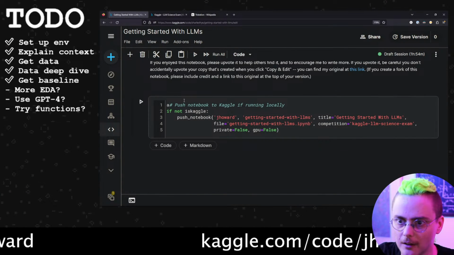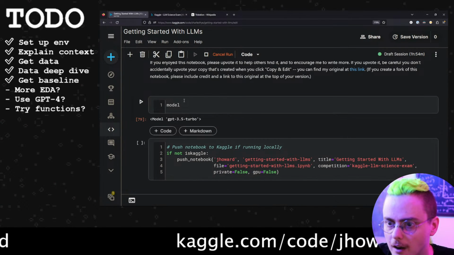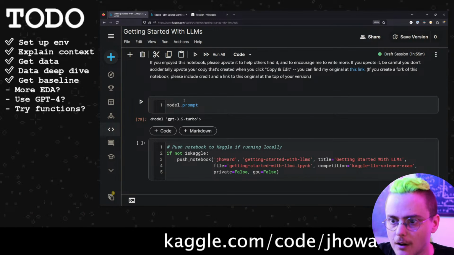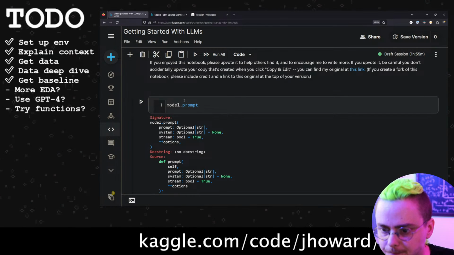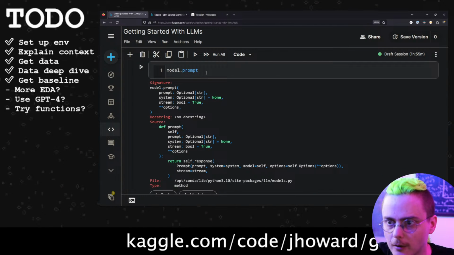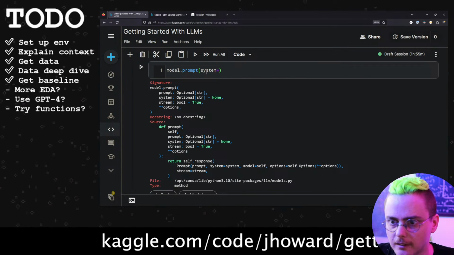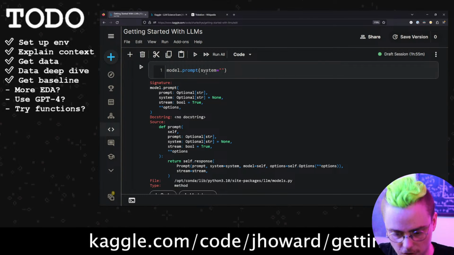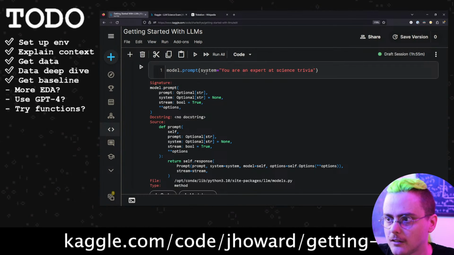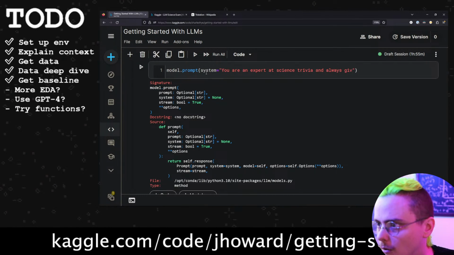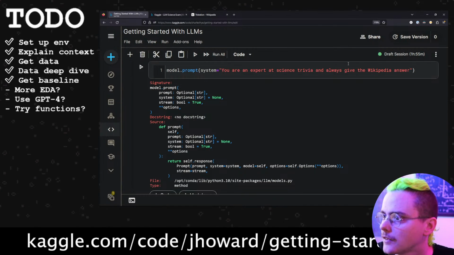So I'm going to drop down here. I'm going to start writing some of the relevant supporting code here while that's going on. So we've got our model. We have model.prompt to send information to it, and let's prompt it with a system message: You are an expert at science trivia and always give the same answer as Wikipedia.